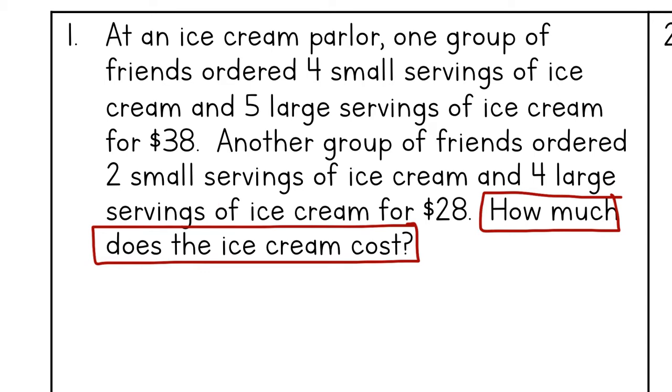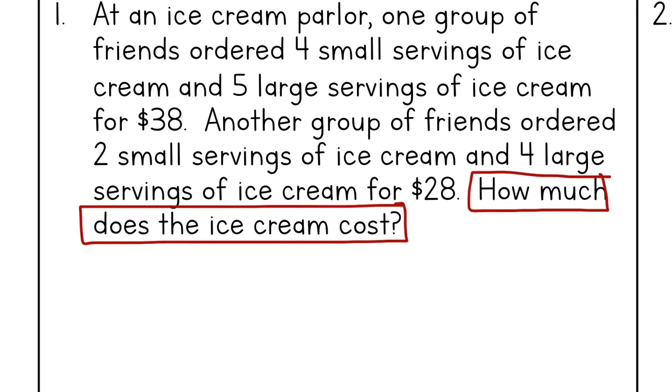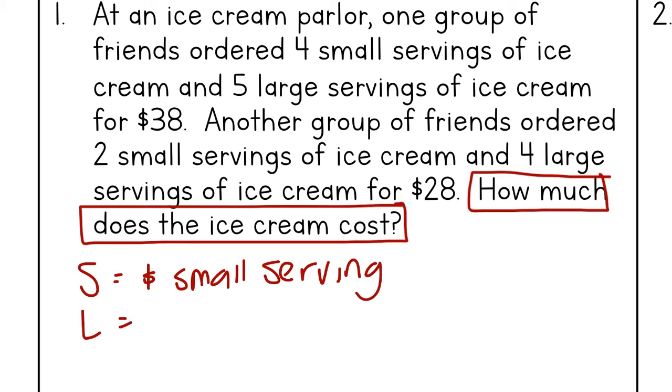So if you want to, you could use X for small, Y for large, or you could use the actual letters, so S for small, L for large. It's up to you. So I'm going to use the actual letters S and L, but I'm going to write it down so I don't forget what I'm doing. So S is going to represent the price of a small serving. And L is going to represent the price for a large serving.